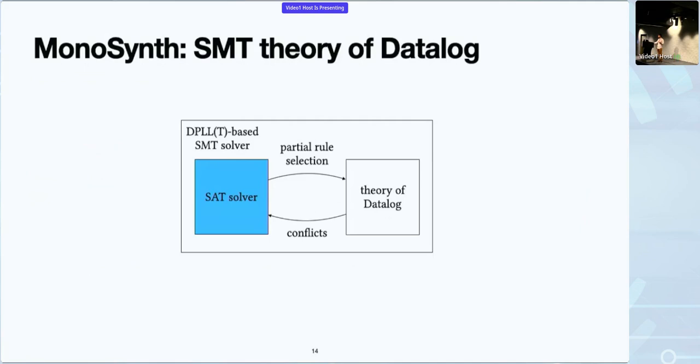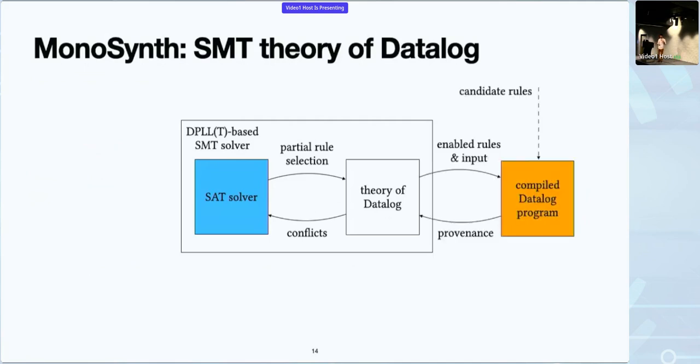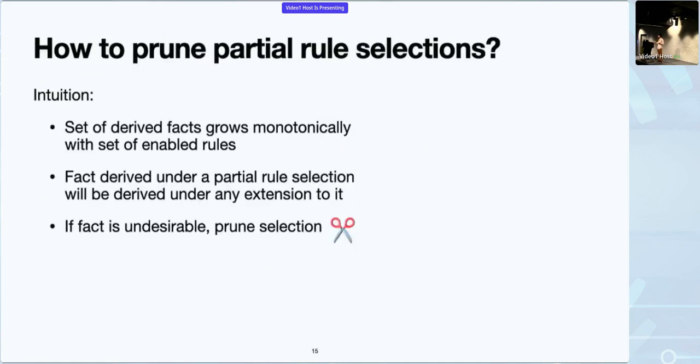Well, in a way that's very similar to ProSynth, we'll have our Datalog program on the side. We're going to basically test that row selection on it, get back provenance, and use that to construct conflicts if that's not a good row selection. So this part here, constructing conflicts from provenance, we're doing exactly what ProSynth is doing. The big difference is that we're actually doing this on a partial row selection instead of a complete row selection. And how are we able to do that?